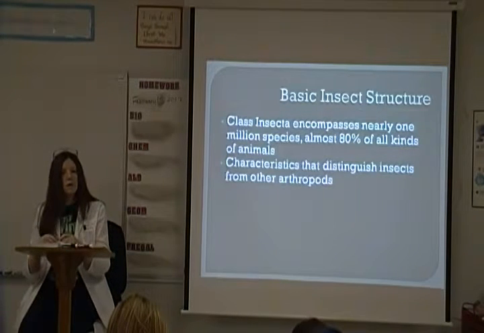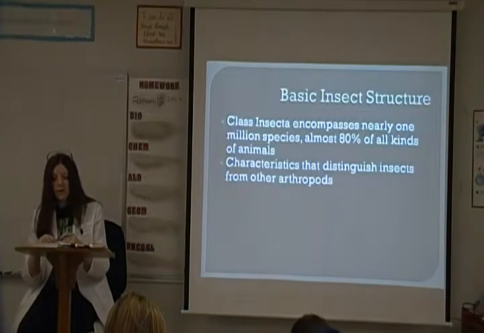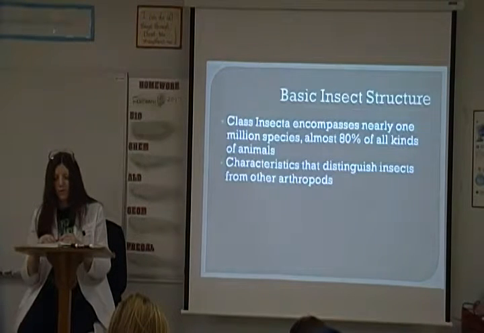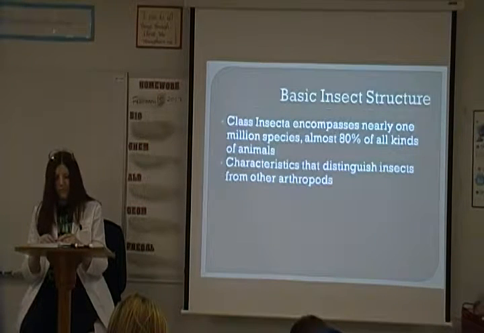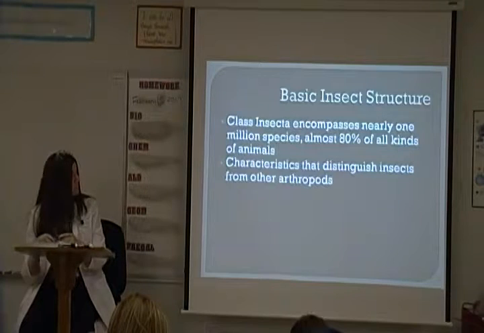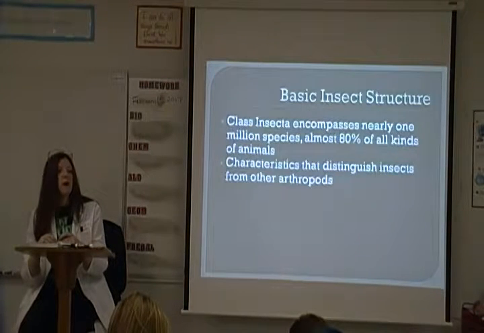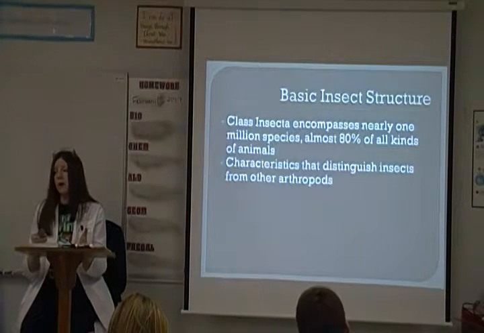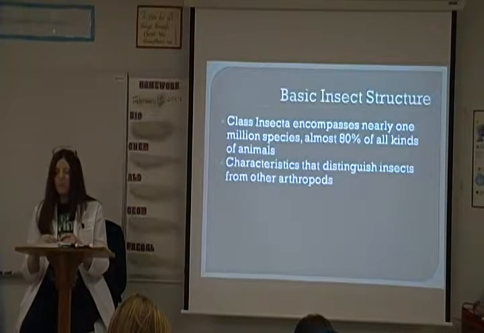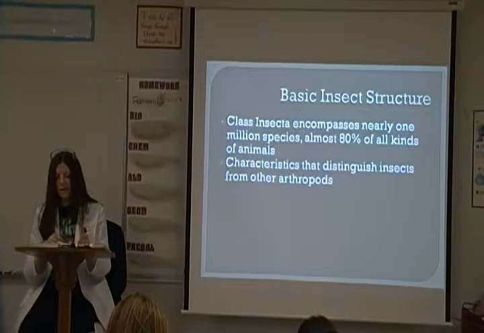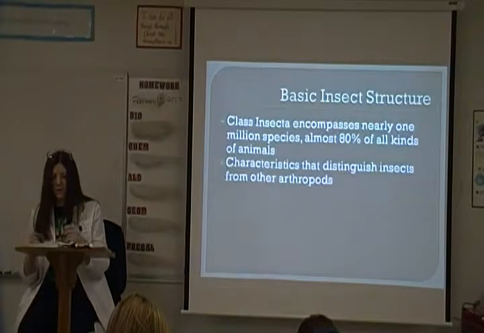They're not that smart. Some insects are beneficial to us. I know some of them are harmful to us, but some are also beneficial. Now, what distinguishes them from other arthropods? Because we've been talking about arthropods this whole chapter. What makes insects unique compared to others?